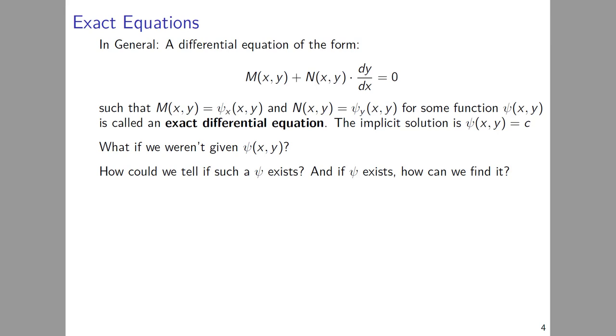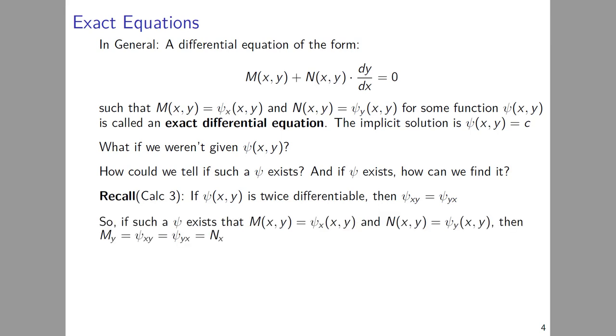To answer the first question, recall from Calc 3 that if psi of x,y is twice differentiable, then the mixed partials are equal. That is, if we first take the derivative of psi with respect to x and then with respect to y, it's equal to the partial derivative of psi with respect to y, then with respect to x. So if such a psi exists that M equals psi sub x and N equals psi sub y, then the partial derivative of M with respect to y, which is psi sub xy, is equal to psi sub yx, which is the partial derivative of N with respect to x, N sub x.